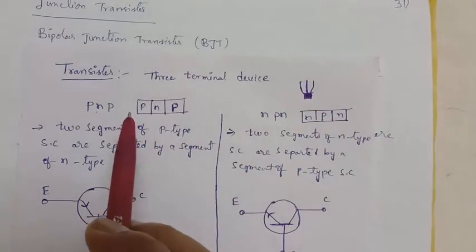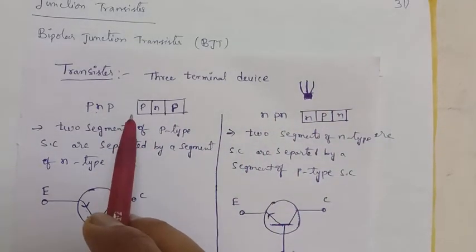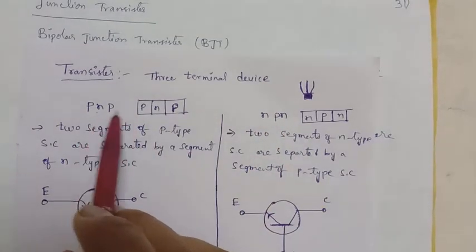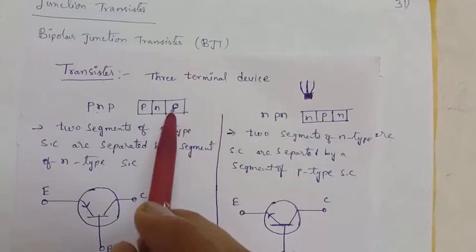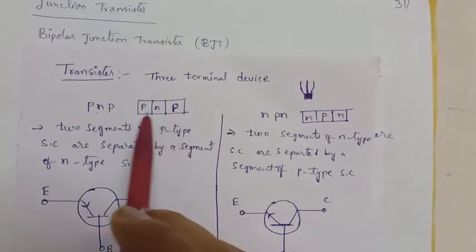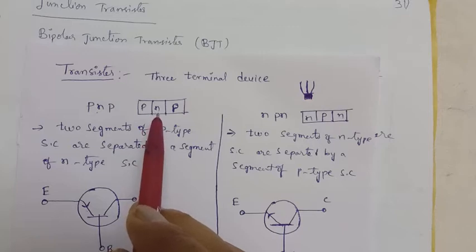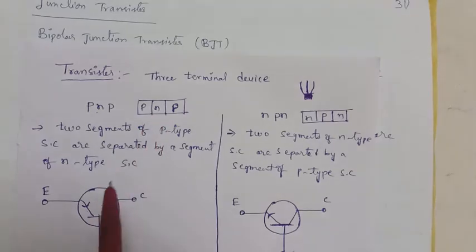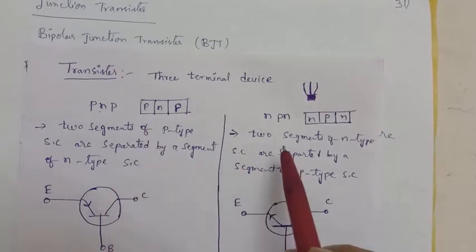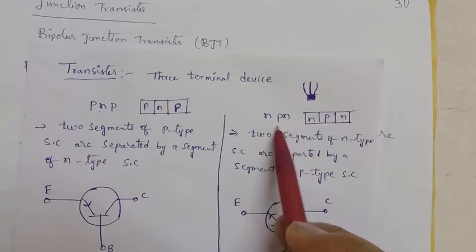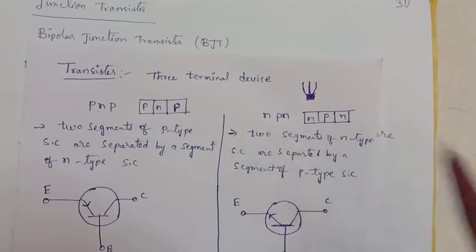So we have two types of transistors. One is the PNP transistor, and the other is the NPN transistor. PNP means two segments of P-type semiconductor are separated by a segment of N-type semiconductor, then it is called the PNP transistor. NPN means two segments of N-type semiconductor are separated by a segment of P-type semiconductor, then it is called the NPN transistor.